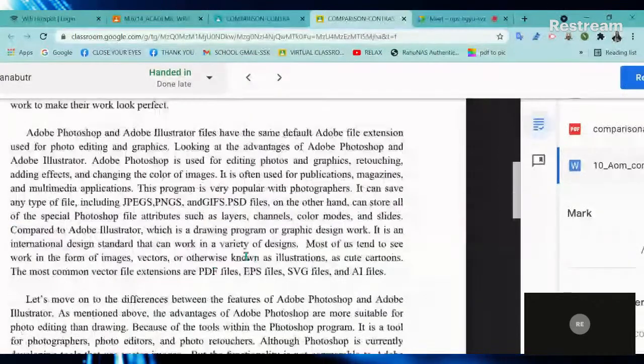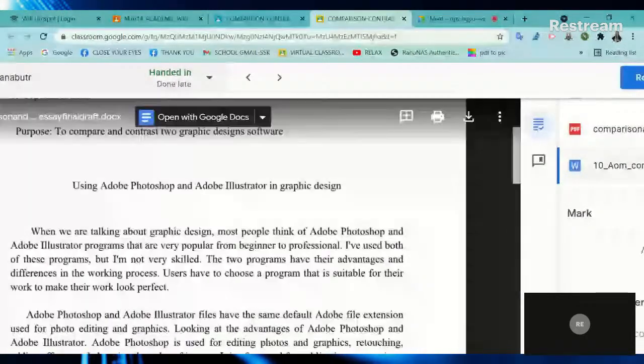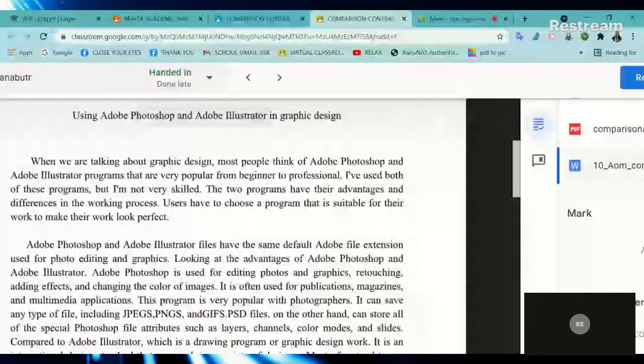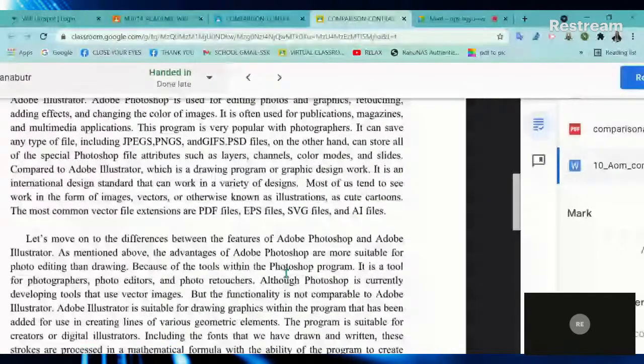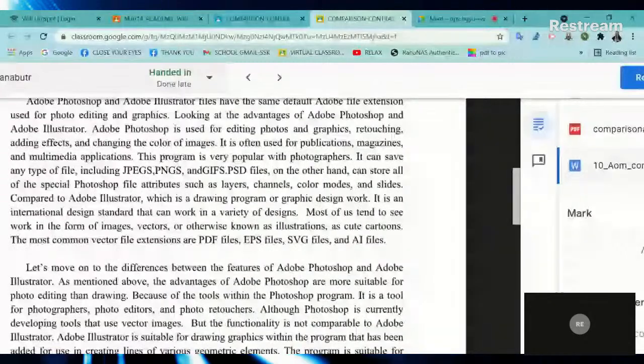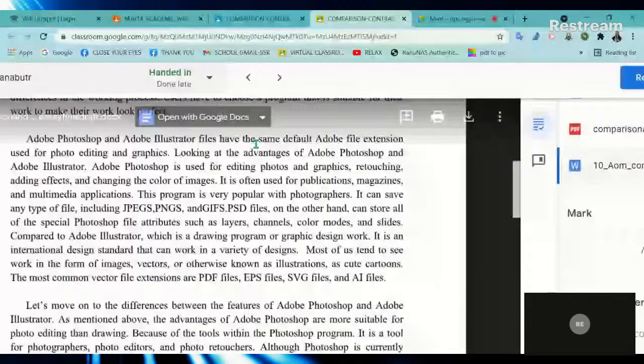Okay. I noticed here you only have two body paragraphs. What style do you use? Point by point style. Could you explain why you used point by point? I think it's easier to understand for me. How did you use point by point? I explained the advantages first in the first paragraph, and in the second paragraph I explained about the differences in features about the programs.